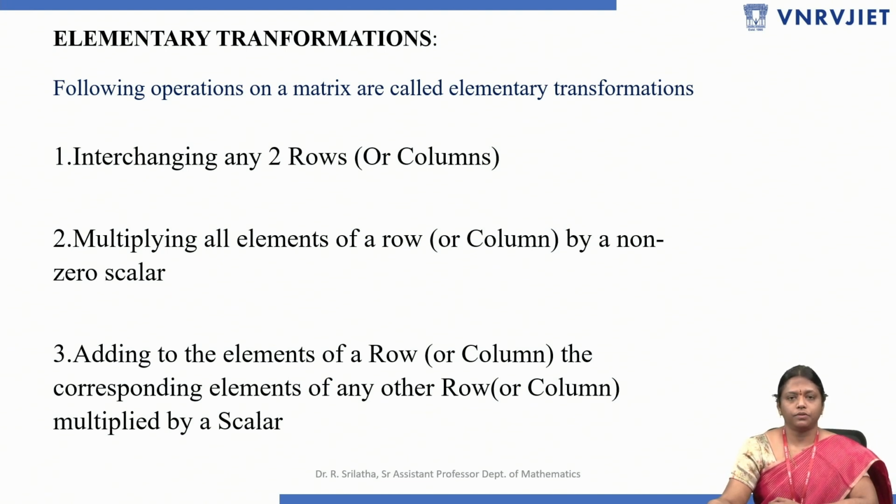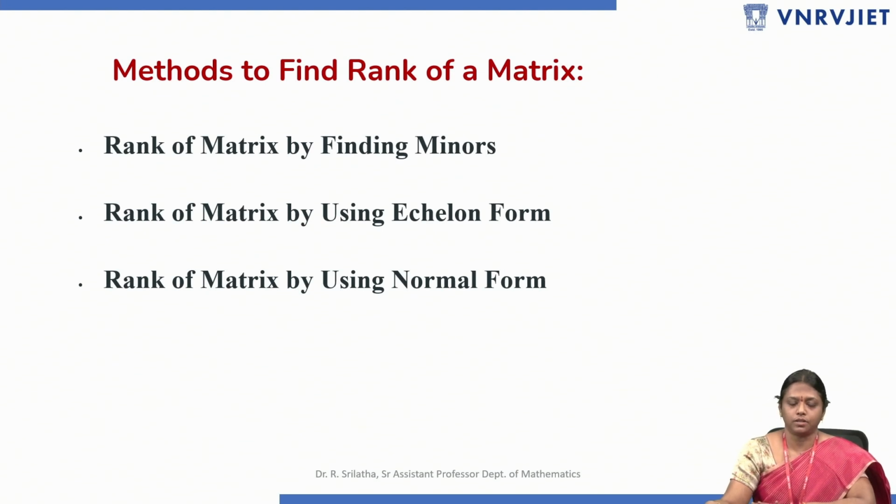The first rule is we can interchange any two rows or any two columns. The second rule is multiplying all elements of a row or column by a non-zero scalar. And the third one is adding the elements of a row or column to the corresponding elements of any other row or column, multiplied by a scalar. So these are the three transformations you need to keep in mind whenever we perform the row transformations as well as the column transformations.